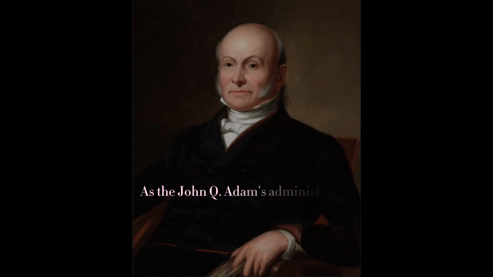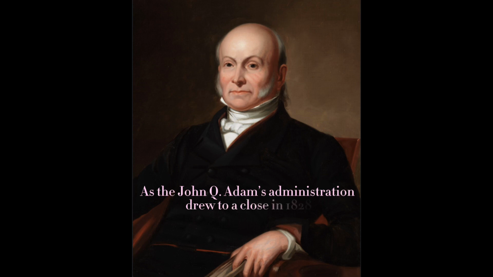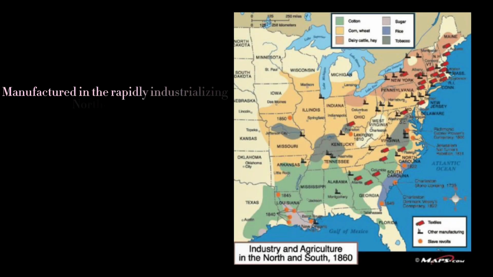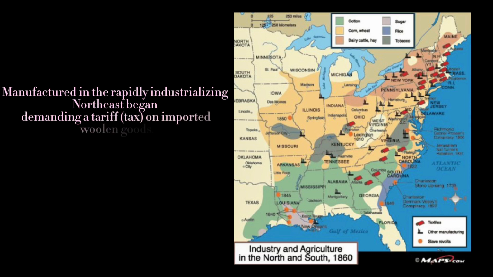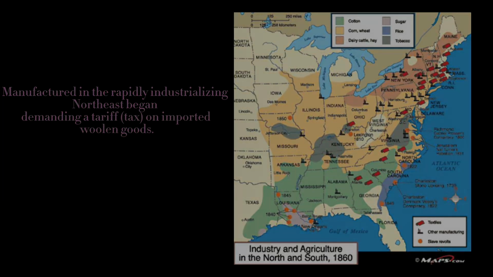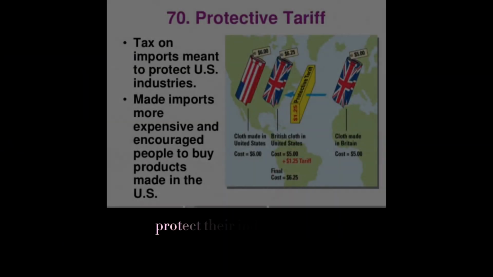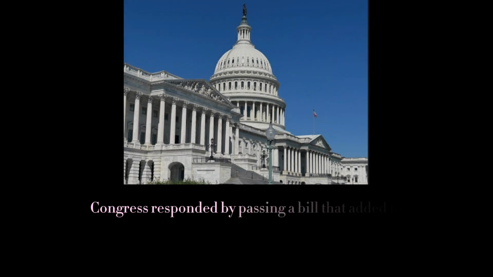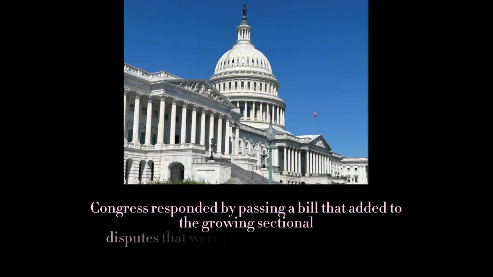As the John Q. Adams administration drew to a close in 1828, manufacturers in the rapidly industrializing Northeast began demanding a tariff tax on imported woolen goods to protect their industries from foreign competition, especially from Great Britain. Congress responded by passing a bill that added to the growing sectional disputes that were plaguing the young nation.